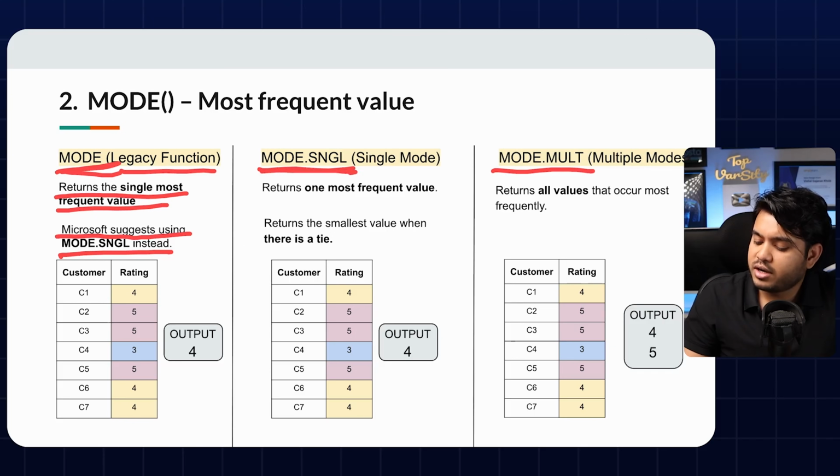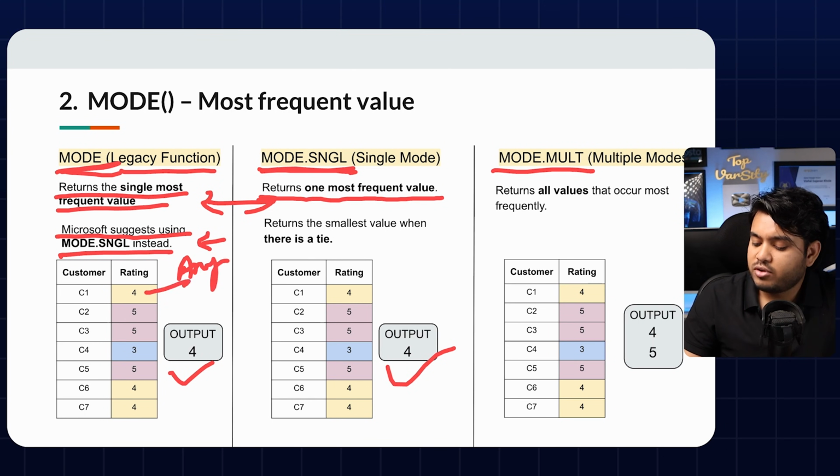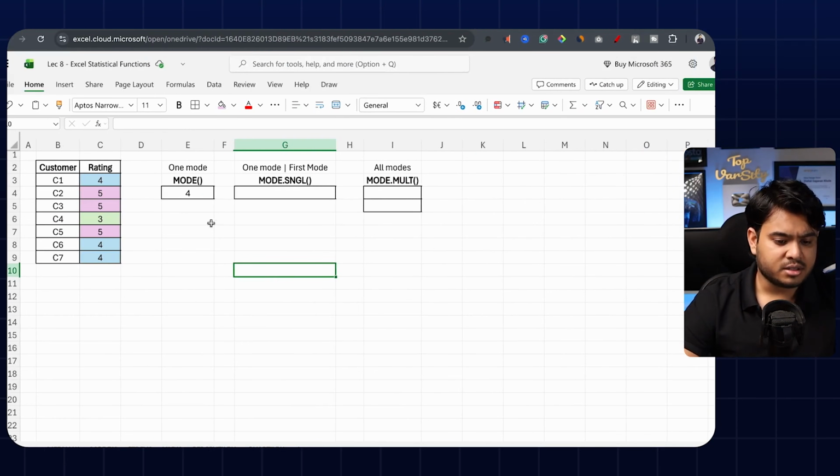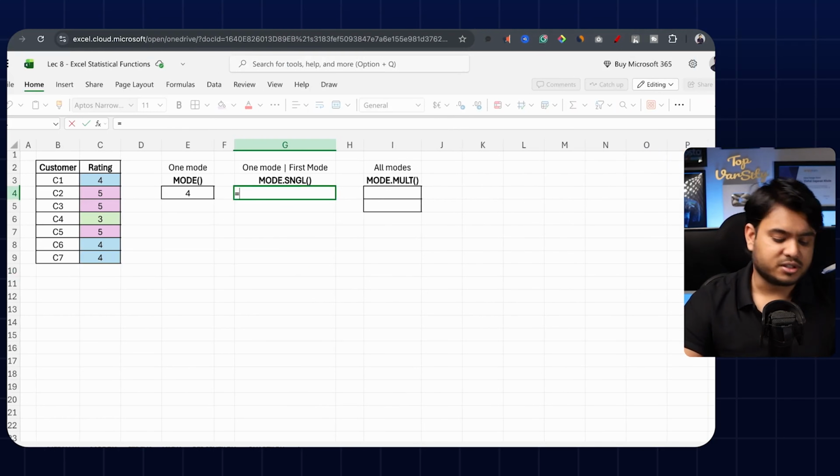Here you will get output 4, and here also you will get output 4, but this returns one most frequent value. Same thing, most frequent value, but the difference is that here you may get any random value. Sometimes you will get 4, sometimes you will get 5. Here, let's write this function.